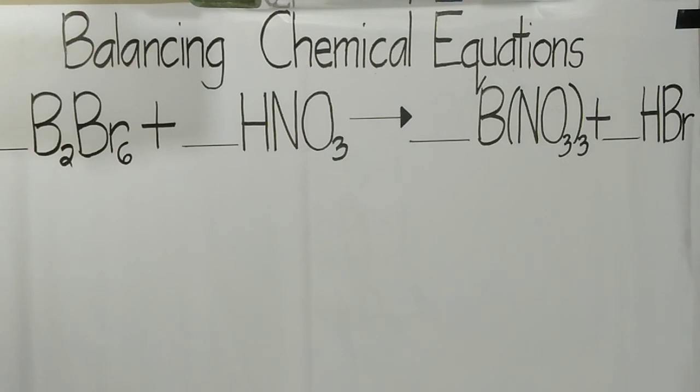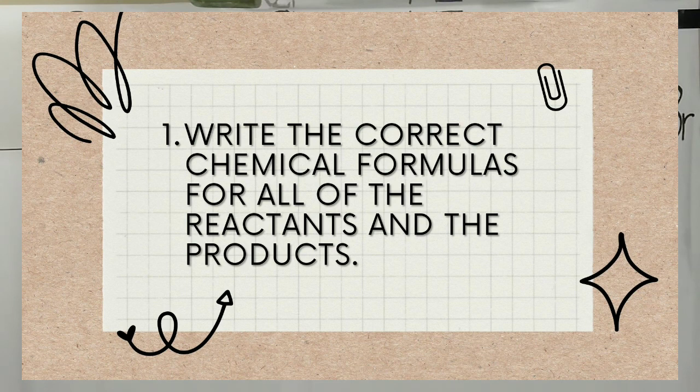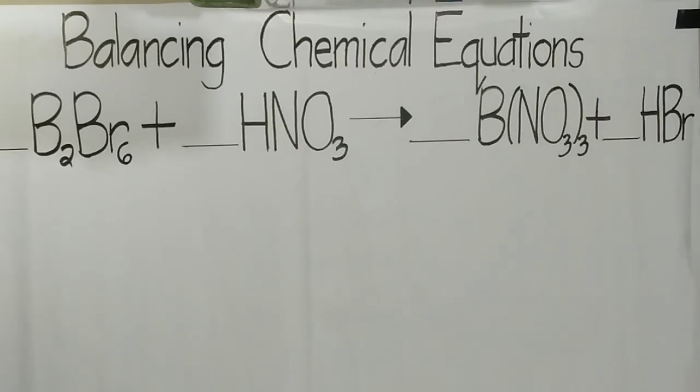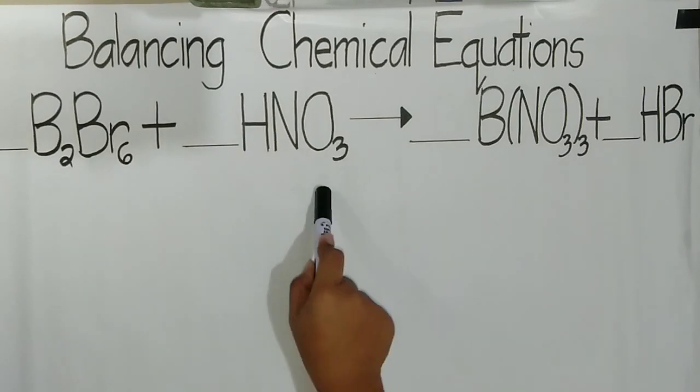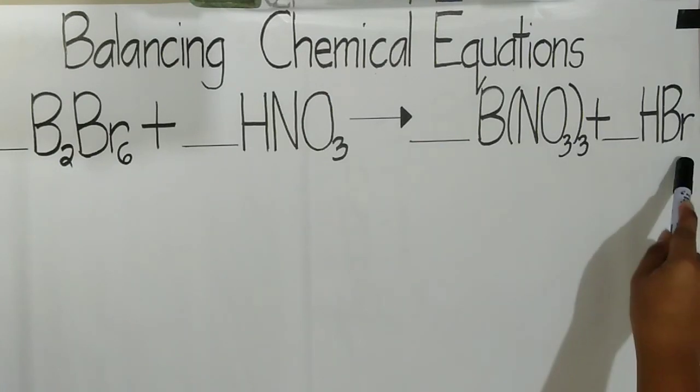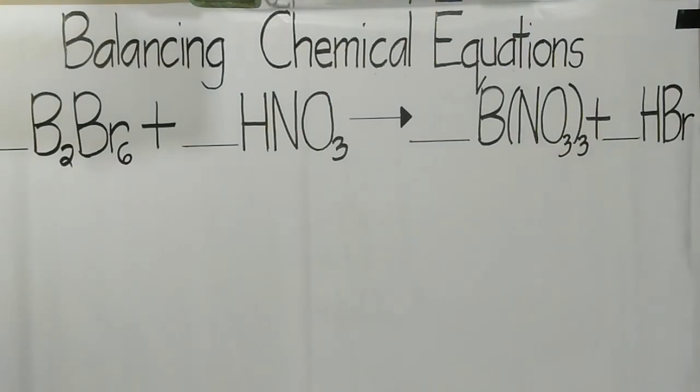So there are certain rules for balancing chemical equations, and we need to follow them in order to balance the chemical equation accurately. Step number 1, write the correct chemical formulas for all of the reactants and the products. This is already written: this is the chemical formula of the reactants, and on this side are the chemical formulas for the products.